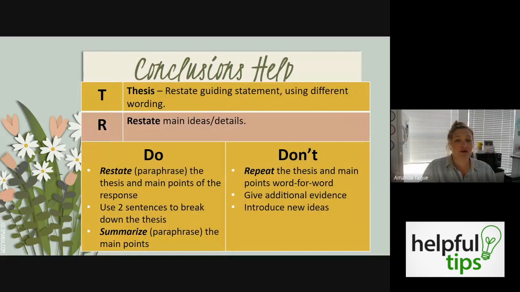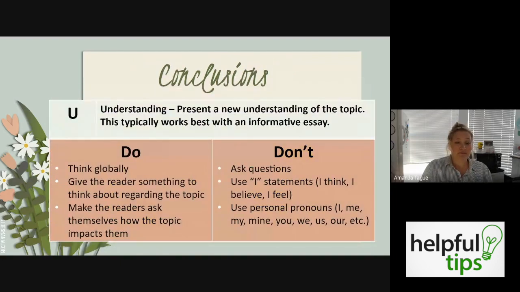When you restate those advantages and disadvantages in the second sentence of your conclusion paragraph, make sure you paraphrase your main points. Don't repeat word for word. Don't give any additional evidence or introduce any new ideas here. You just want to paraphrase what your essay was about in 1 or 2 sentences. Then, for that last sentence of your conclusion, think globally. Give the reader something to think about regarding the topic. Make the reader maybe think about how the topic affects them.